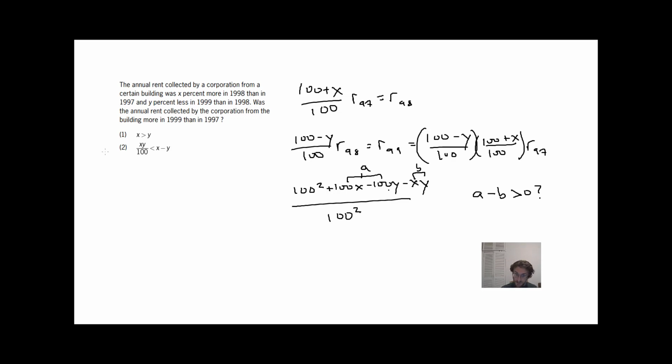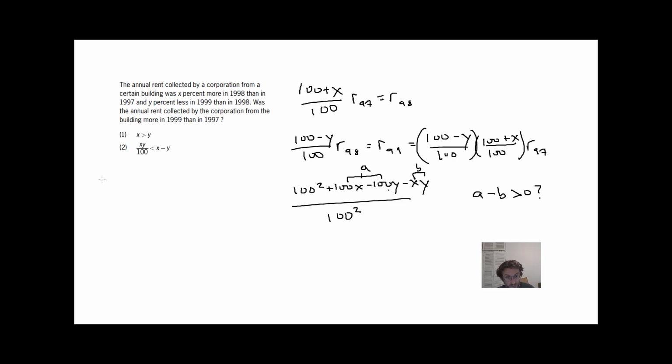What we're looking at is 100x minus 100y is a bit of a problem because that's making the x and the y both quite large, and then we have to worry about the minus xy. So what's going to happen is either we have a situation where the x and the y are very far apart, or potentially where they're very close together. And think about the 100.